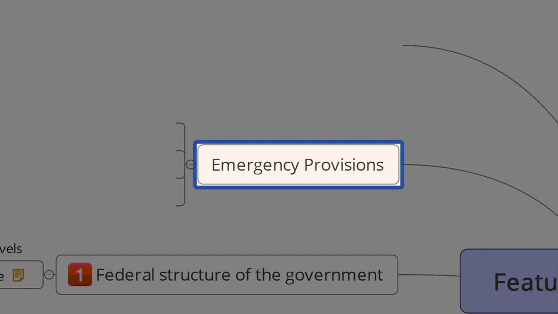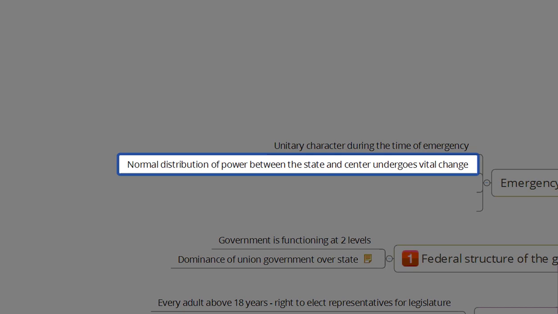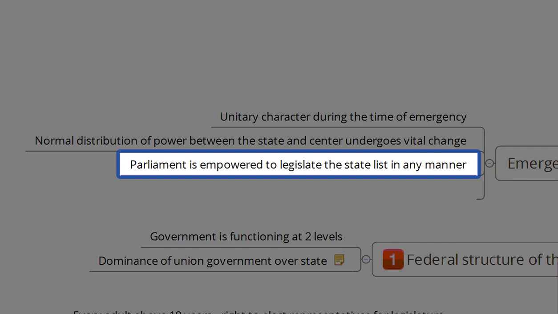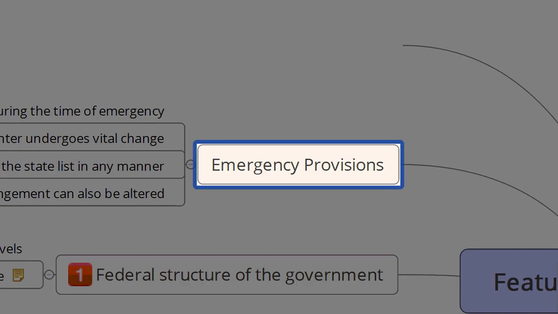Emergency provisions, if we take, during the timeline of emergency, our federal system of government will become unitary in character, which means normal distribution of the power between the center and the state will undergo major changes. And also the parliament will be empowered to make any changes in the state list in any manner. And also the financial arrangement between the center and the state can be altered during the emergency provisions.